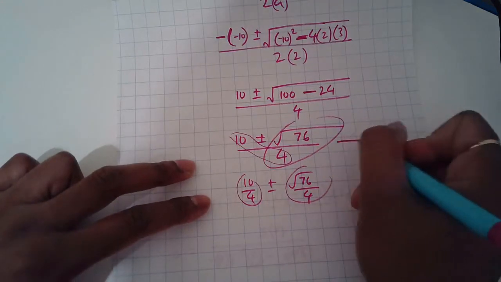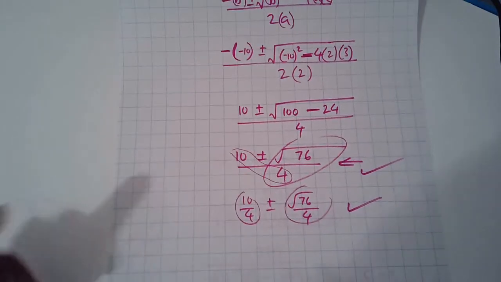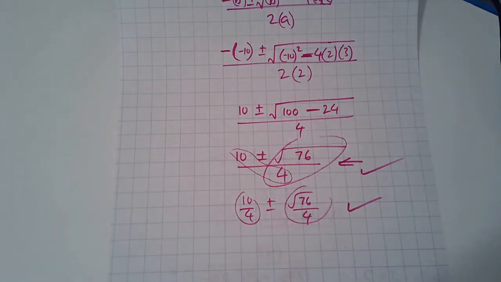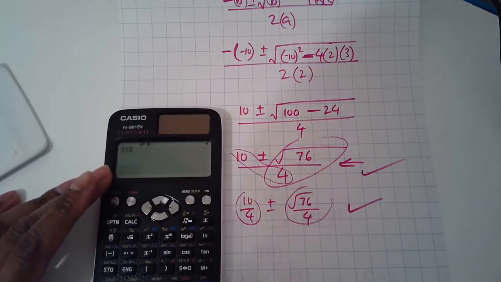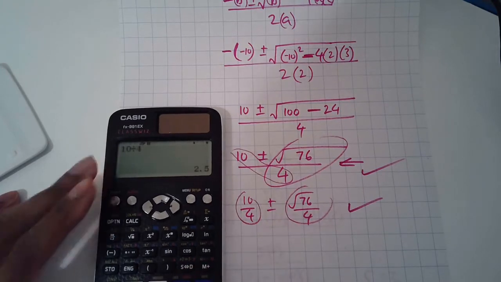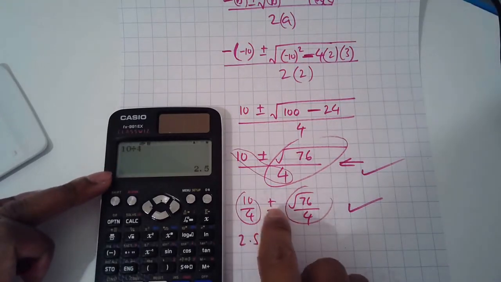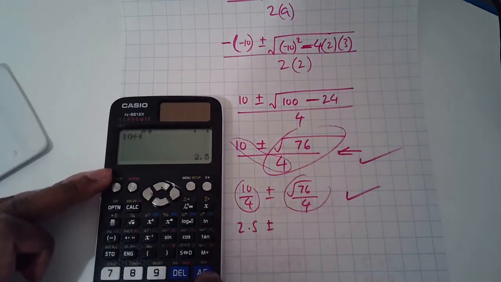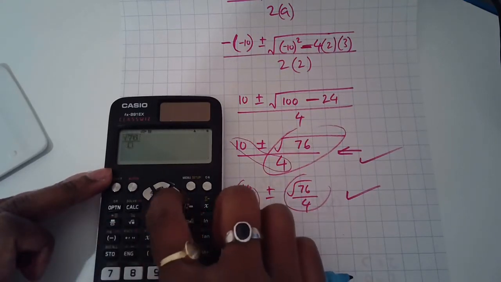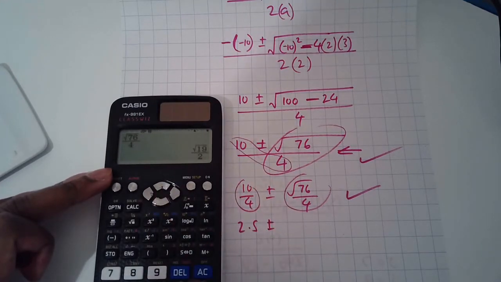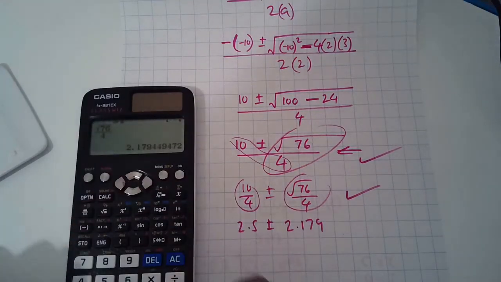Now I can leave my answer like that if I wanted to, that's good enough. Or I can leave my answer like this. But if you've got a calculator, you can actually work that out. Ten divided by 4, that's 2.5. Plus and minus. Now probably plus and minus is confusing a little bit at the moment. It's going to give us two different numbers. Root 76 over 4, that's 2.179.